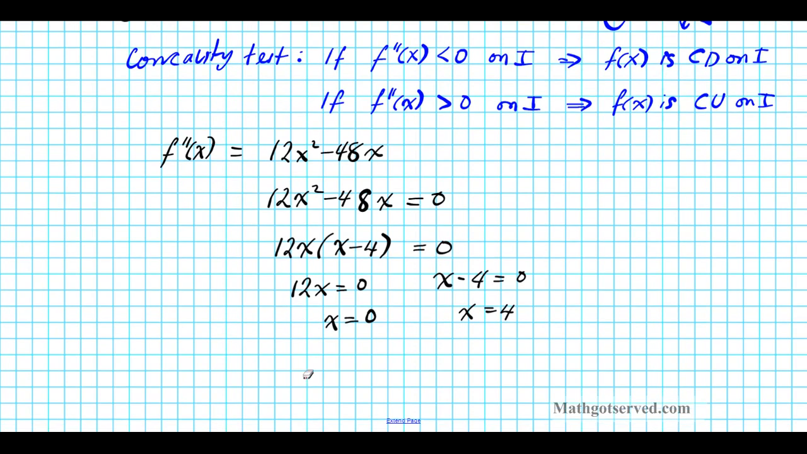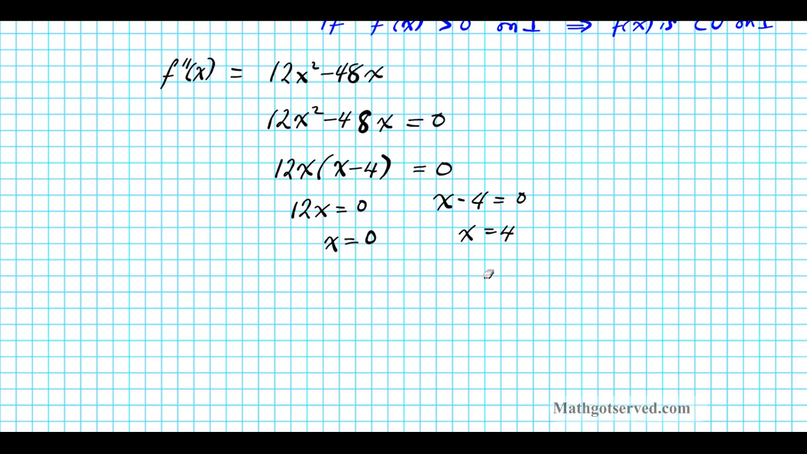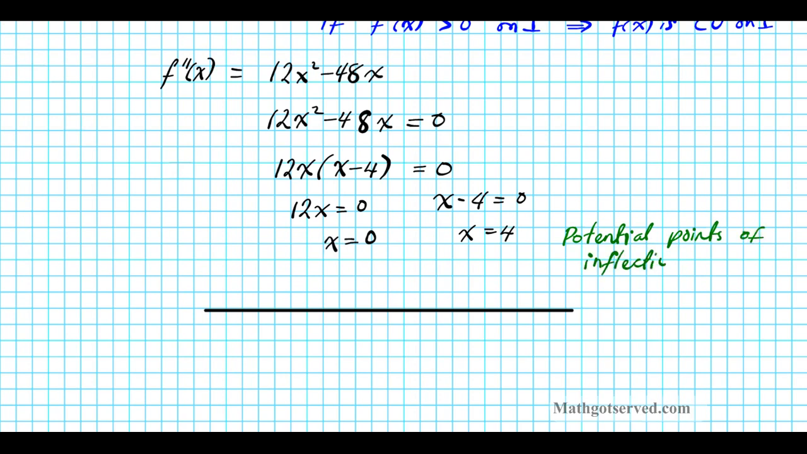So what is the significance of these two values? Well, these are the points where the second derivative is neither positive nor negative. The function is neither concave up nor concave down. We want to know what's happening around these points. You can call them our potential points of inflection. Remember, concavity must change in order for a point to be a point of inflection. So these are potentials. We don't know yet until we make our sign chart.